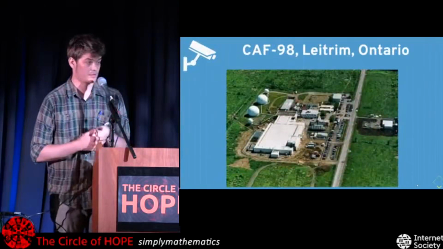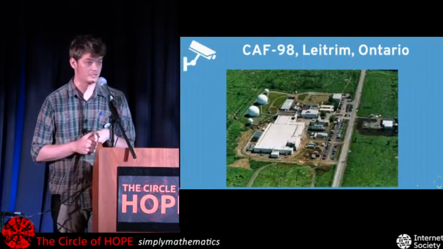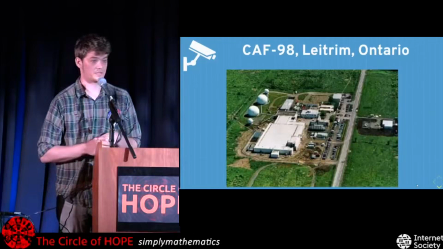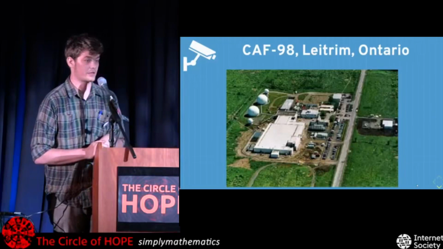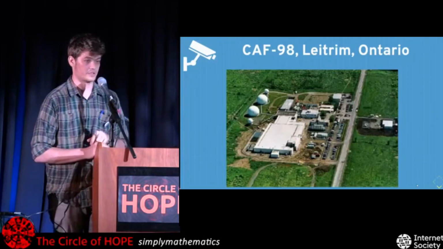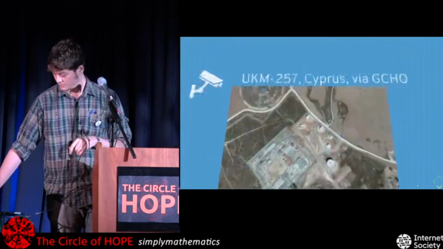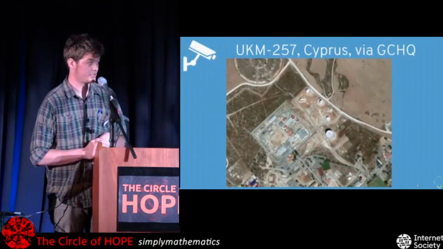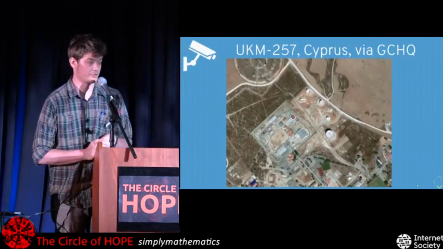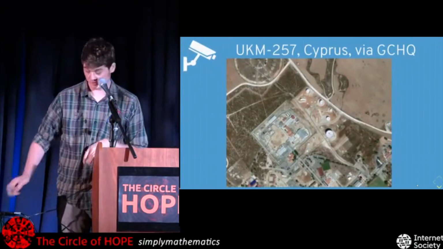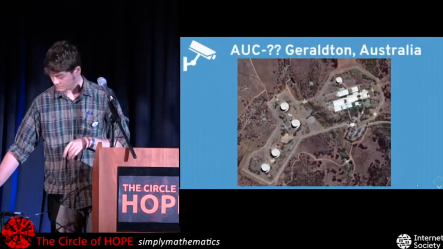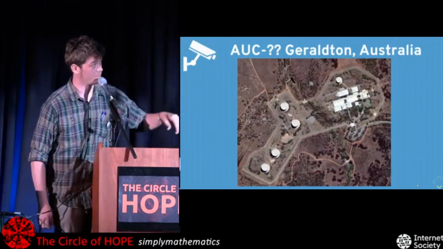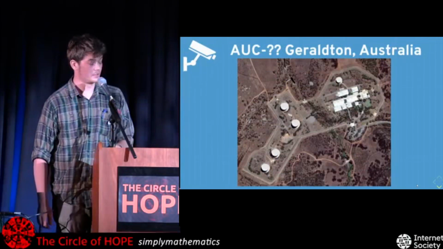This is an NSA satellite outpost in Ontario. You can find it on Google Maps. It doesn't exist in any government records that I can find, but there are pictures in the Snowden documents. This one's in Cyprus, controlled by GCHQ, and is used to monitor NATO traffic around the Mediterranean. This one's in Australia. We don't know the designation number from the NSA, but we do know it's there.